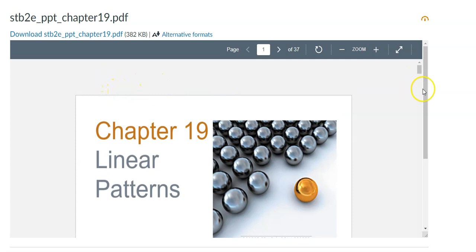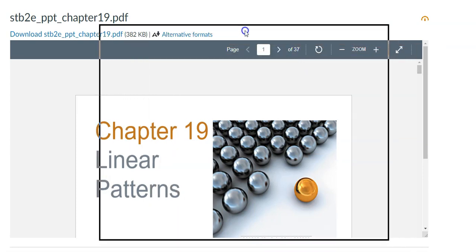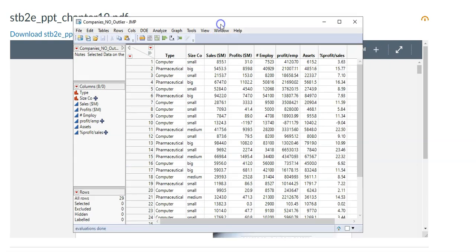But before going to chapter 20, I want you to open the file companies with no outlier on JMP. Go to Canvas, then Files, Data folder, and open the companies data with no outliers.